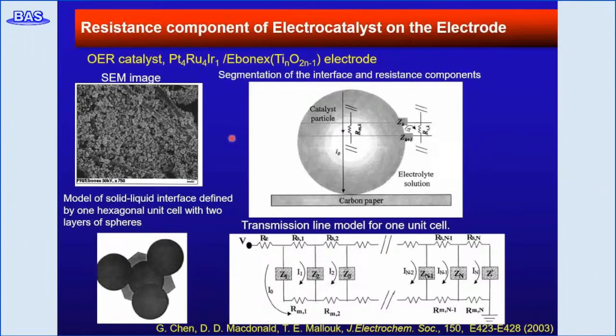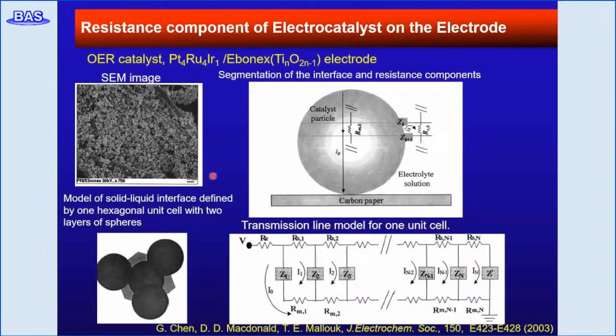The first example is an OER active platinum, ruthenium, iridium ternary particle system supported on titanium oxide, and their resistance was studied in detail using electrochemical impedance measurements. Here is a SEM image. The actual catalyst is observed to have 10 micrometer dispersed grains on its surface.